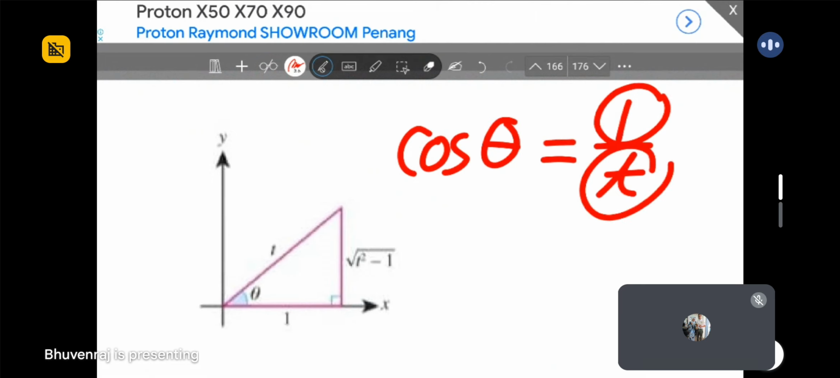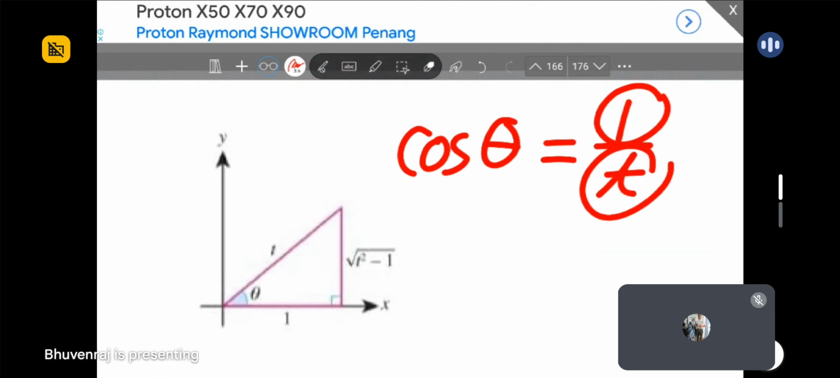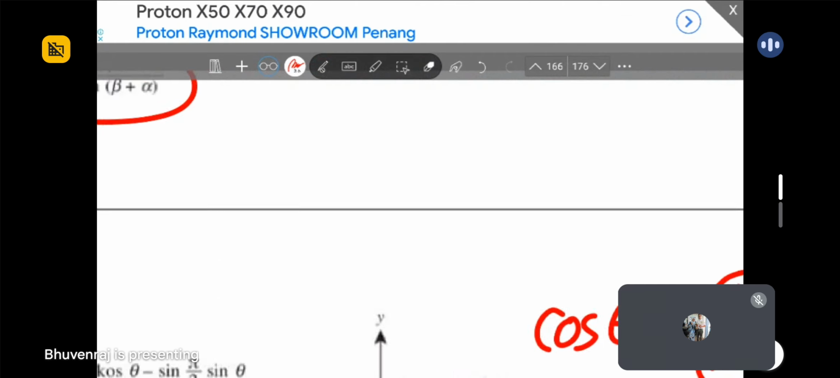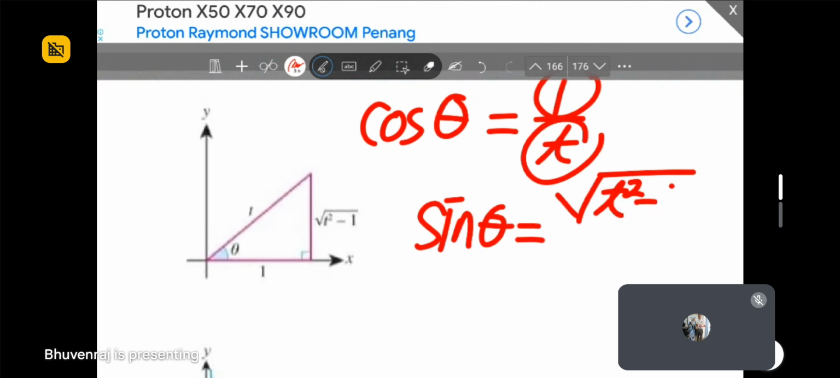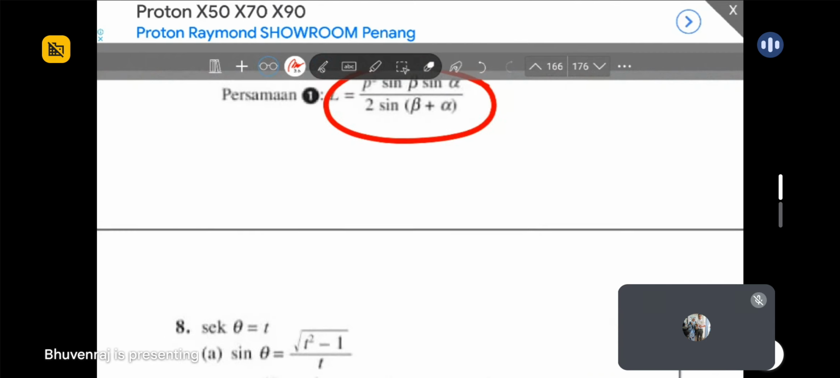Adjacent, hypotenuse. Bersebelahan, hypotenuse. Okay, so you can find this length using Pythagoras theorem. Cari panjang sisi bertentangan. Find the side opposite to the angle. So it's square root of t square minus 1. Now you can start to find your sine theta. Sine theta is opposite over hypotenuse. Bertentangan over hypotenuse. So this is your answer for sine theta. Very simple for question A.